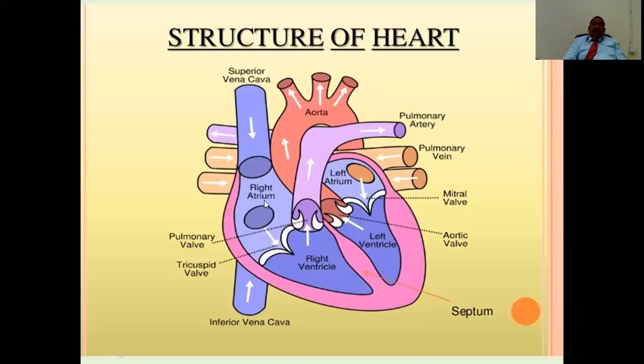So the right heart and the left heart are separated by a septum. This is called the septum. This is the atrial septum, which is not seen here. This is the ventricular septum. Okay, so this is about the structure of the heart.